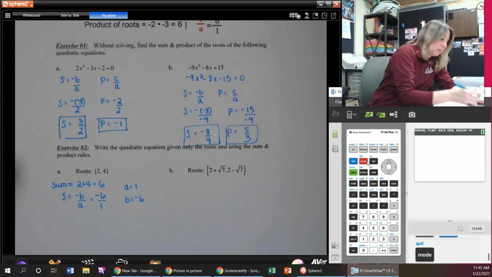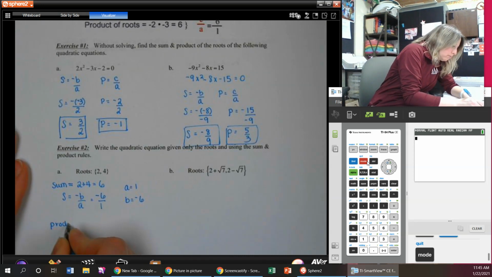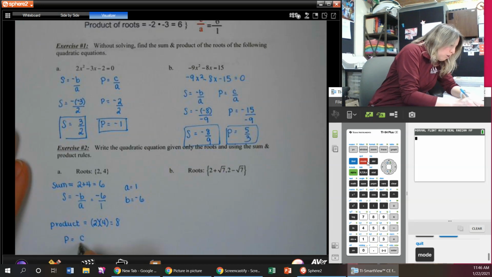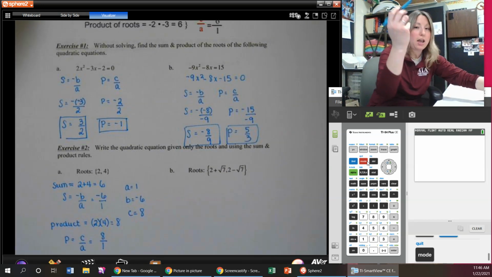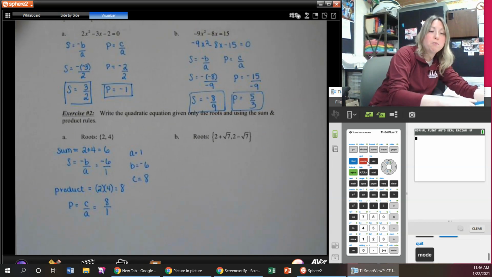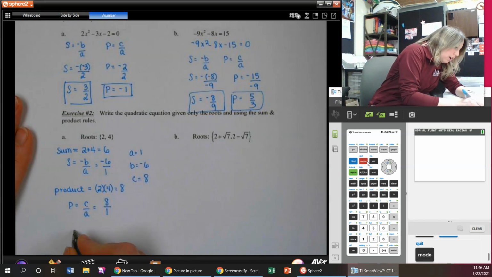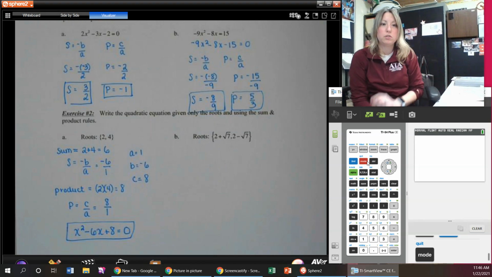Okay, so far. Now I do product. Multiply. 2 times 4 is 8, right? Well, I know that the product of the roots is c over a. So that would be 8 over 1. And again, my a gets confirmed to be 1. My c is 8. Now what I do is I take my a and my b and my c, and I put them in as coefficients in standard form. So it's a quadratic equation. That means a is 1, so x squared minus 6x plus 8 equals 0. Because they said equation and not function, I want it set equal to 0.